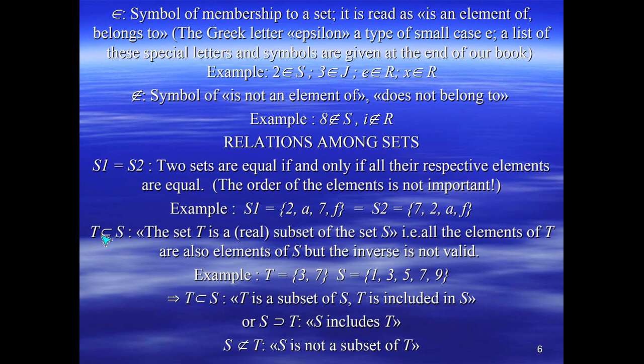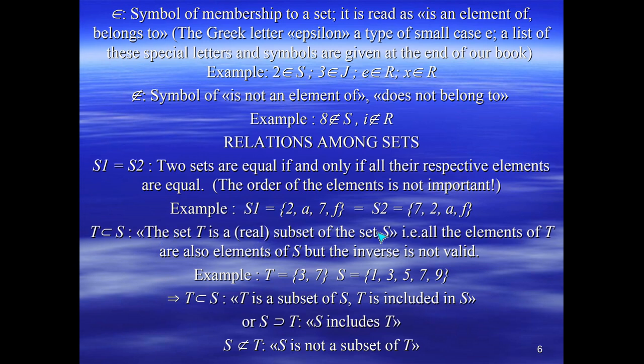Then this, it's not inverted, it is a little bit like a lying U. This means is a real subset of, or is included in. This can be read as T is included in, or is a real subset of S. What does it mean? All the elements of T are also elements of S, but in S there are some more elements than in T.